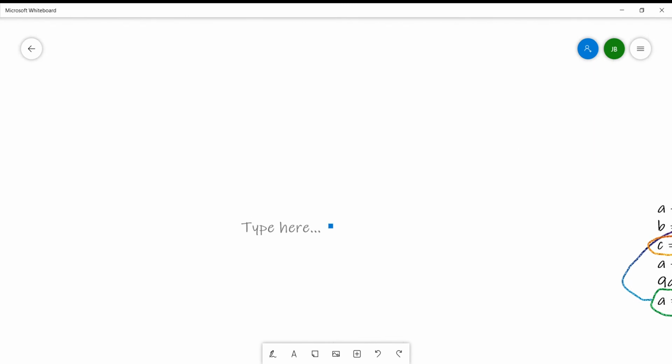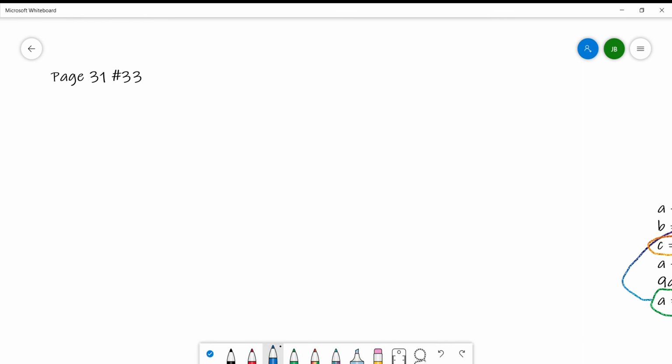Page 31, number 33. We're going to do this one together. It says there's a diagram showing a pattern on a carpet. It says are angle 4 and angle 6 vertical angles? Explain why or why not. Everybody take a minute to think about this. I want you to be ready with an answer, and I want you to pause the video.